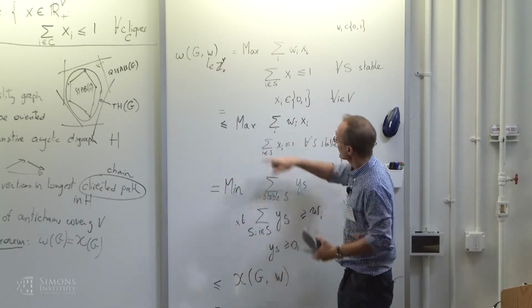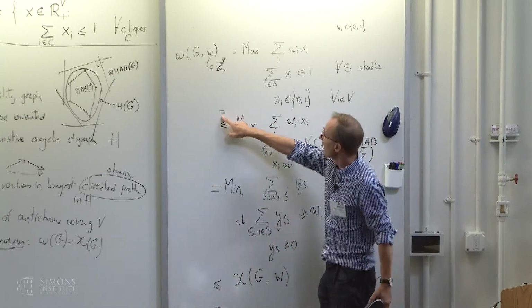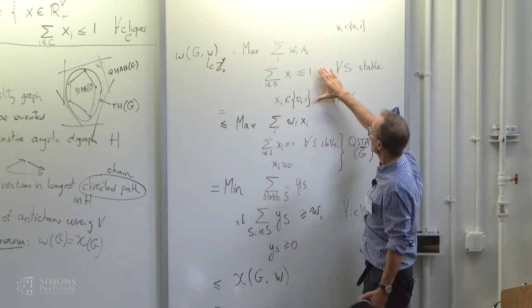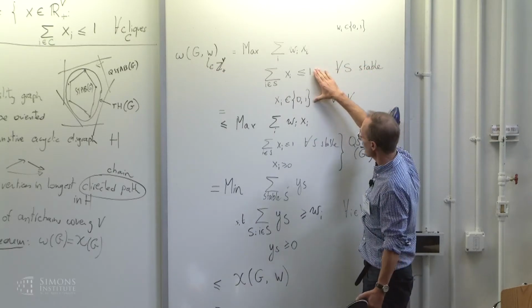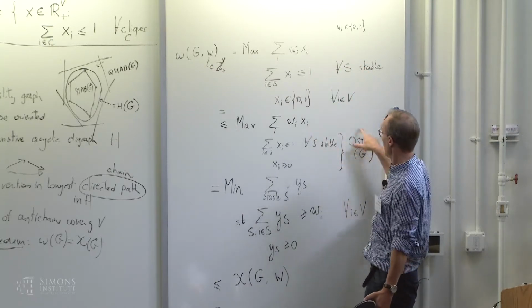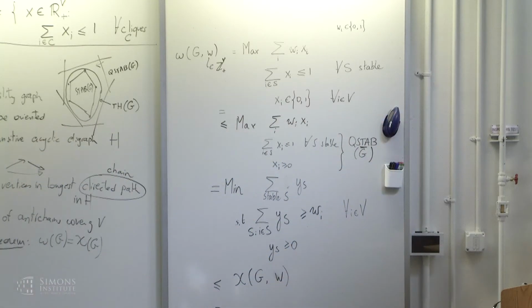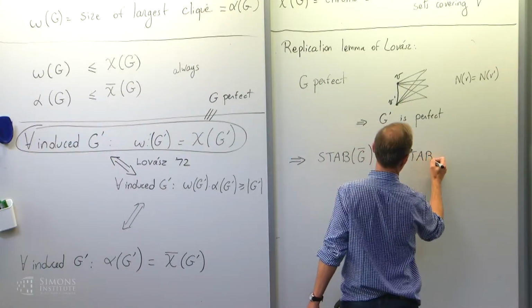Now, this being an equality, since this is true for every W, means that the convex hull of stable sets is given by these inequalities. So that's Q stab of G bar. So this implies that the convex hull, so Q stab of G bar is equal to Q stab of G bar.